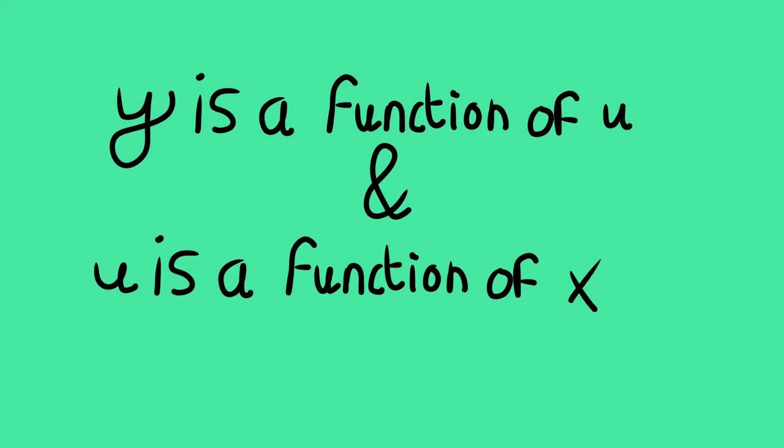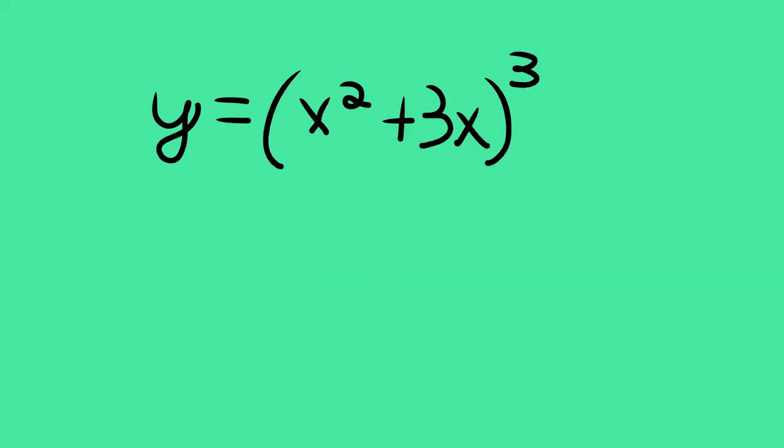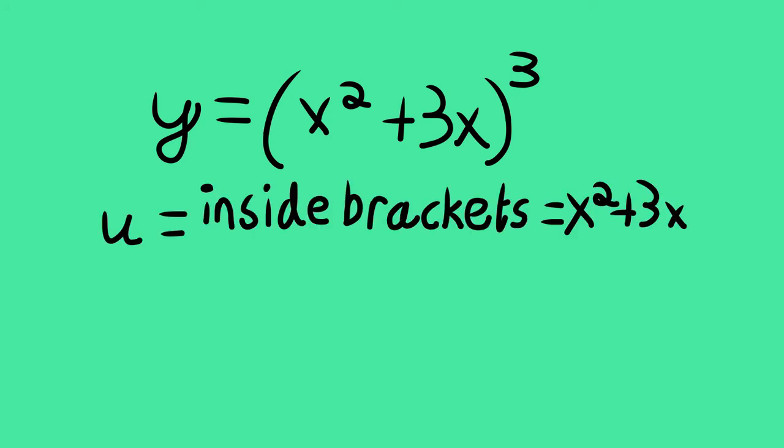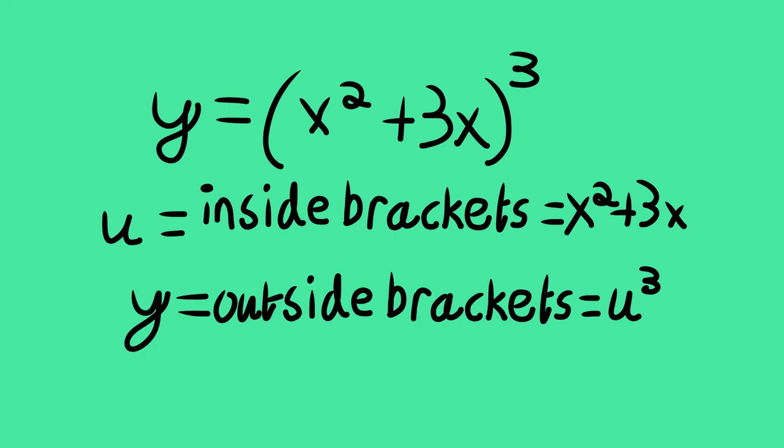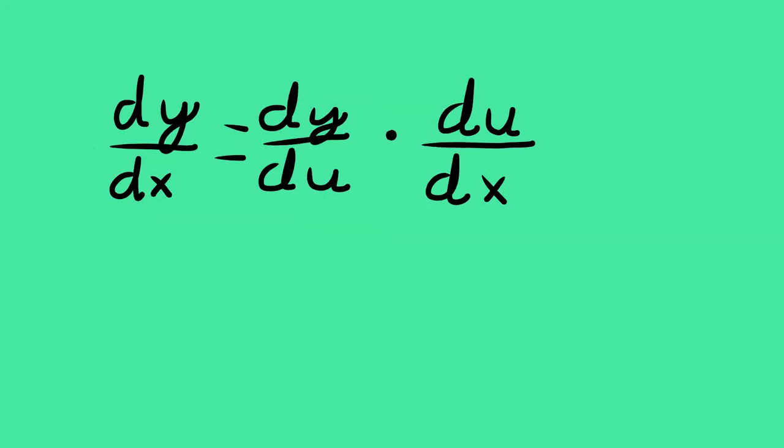Finally, we have the chain rule. So this is slightly more complicated to think about. You've got y is a function of u and u is a function of x, which doesn't make sense when you first look at it. But basically, if you take an example, y is equal to (x squared plus 3x) all cubed. So u is what's inside the bracket, so we've got x squared plus 3x. So u is a function of x. Then y is a function of u. So y is what is outside the brackets, which is u cubed. dy/dx is dy/du times du/dx.